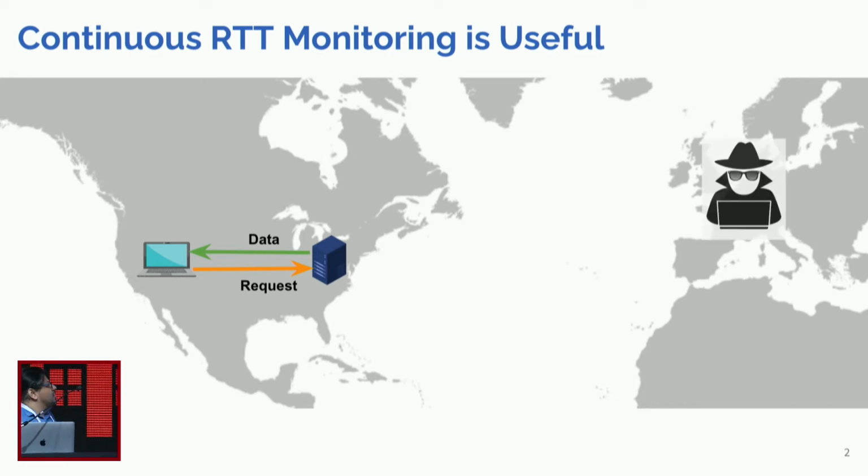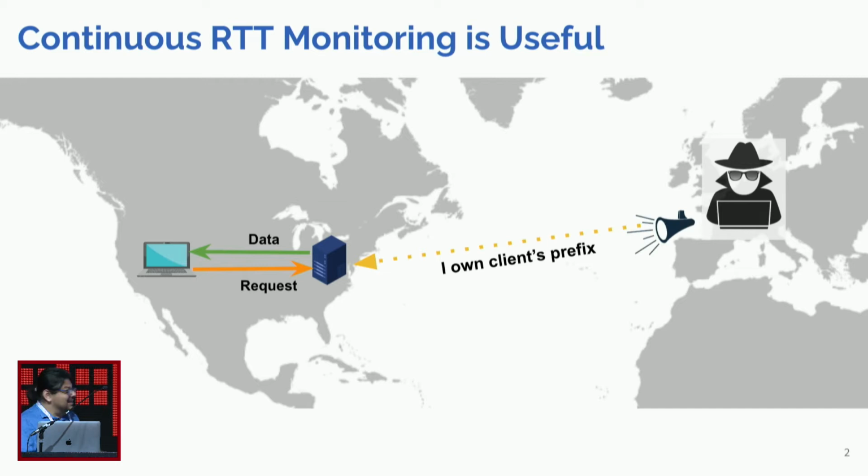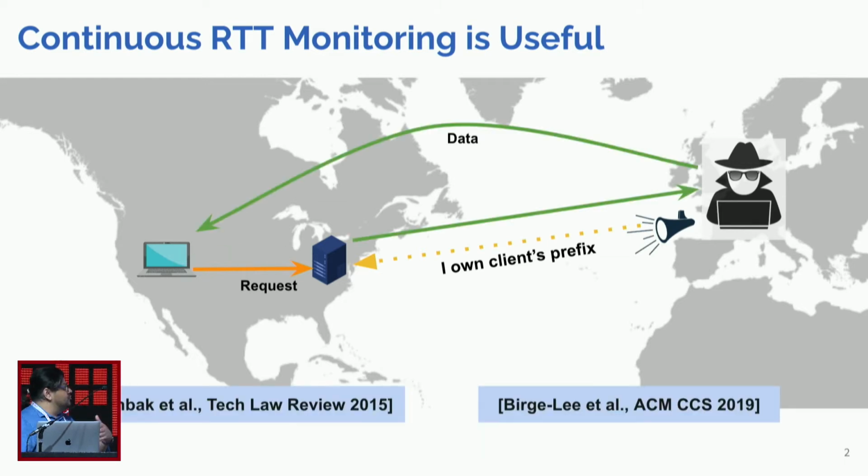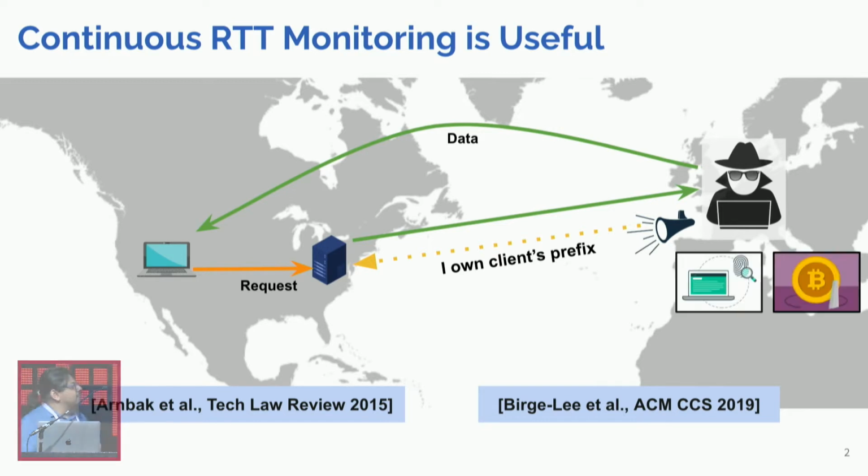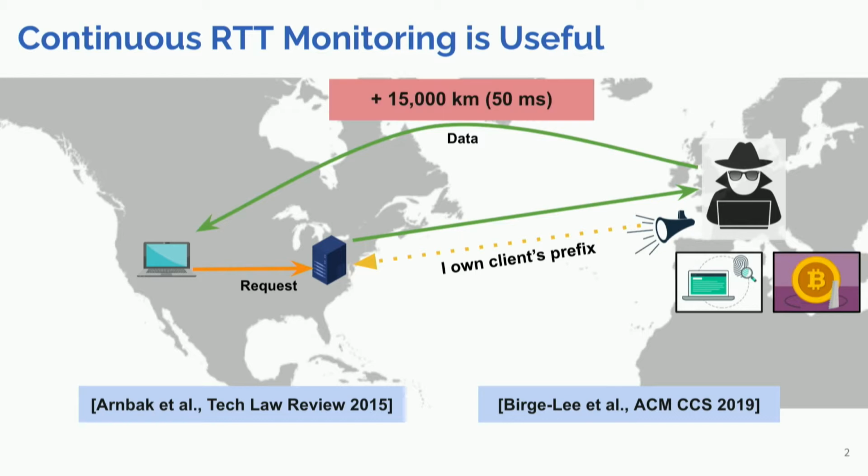So let's say there is an adversary in Europe that is trying to snoop in on this particular communication, and it launches a BGP interception attack against this communication, and the data is rerouted via him. And he might want to do this to perform web fingerprinting or steal cryptocurrency and so on. So these attacks can be really sneaky, and they may not be detectable using traditional methods.